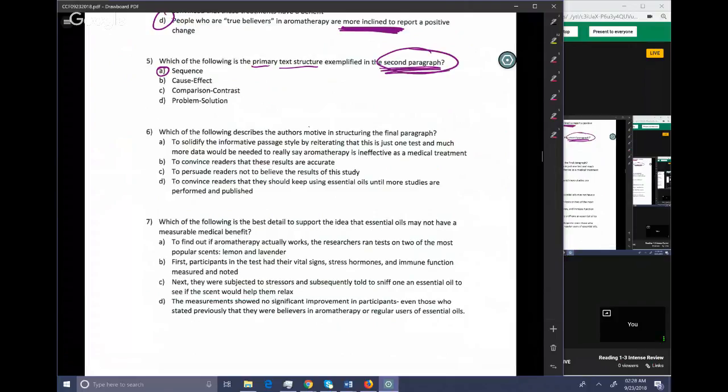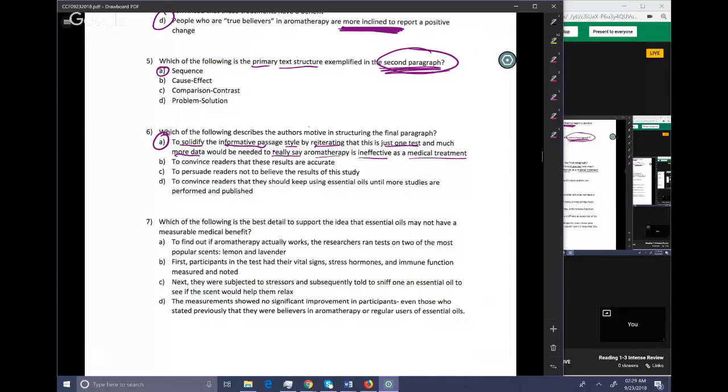So you remember that the last paragraph said this is one test. It doesn't prove anything. And in the meantime, there's certainly no harm in continuing to use them, but more studies should be done to really validate or invalidate this. So let's look for an answer that seems like why the author would do that. A says to solidify the informative passage style by reiterating that this is just one test and much more data would be needed to really say aromatherapy is ineffective as a medical treatment. That will wind up being your answer.